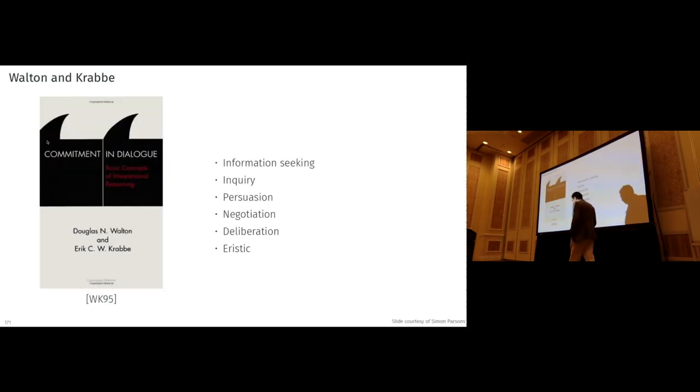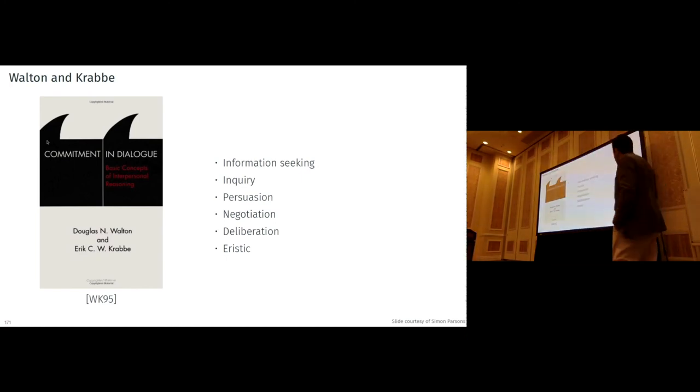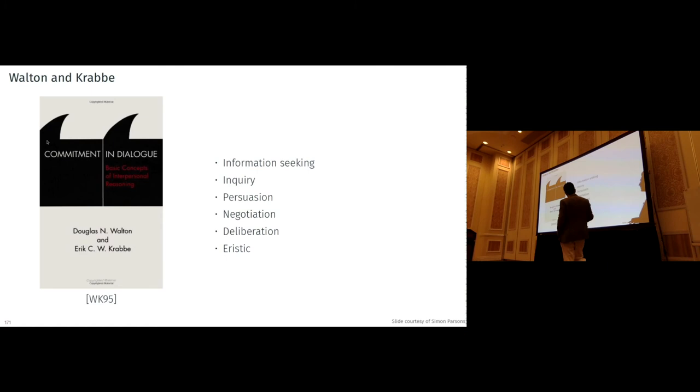Now, argumentation theory can help here, because although this morning I was taking a very monological type of approach to formal argumentation, where we were just thinking about what were the best arguments, argumentation was created, or is naturally happening in human settings in a sort of dialogue. And since at least 1995, even earlier in any case, Douglas Walton and Harry Crabb proposed a taxonomy of dialogue types that can be of relevance here.